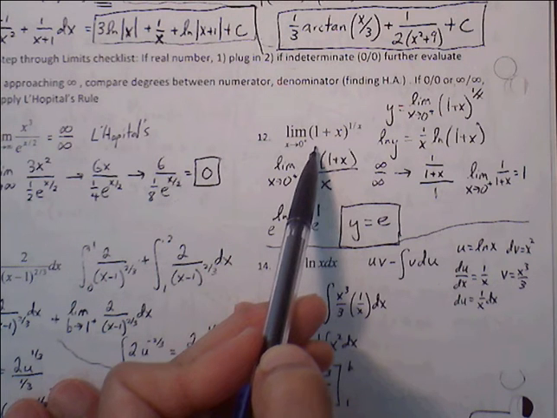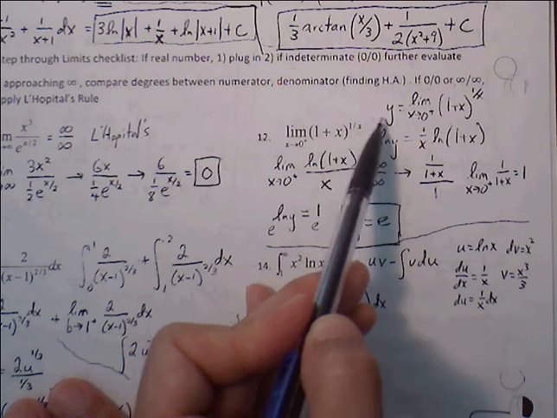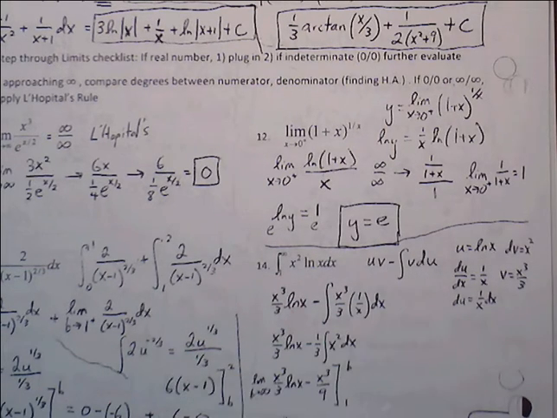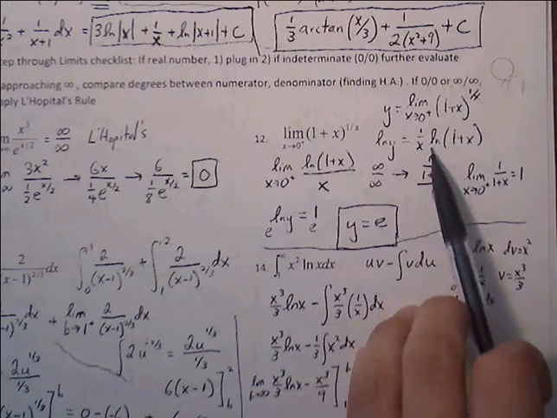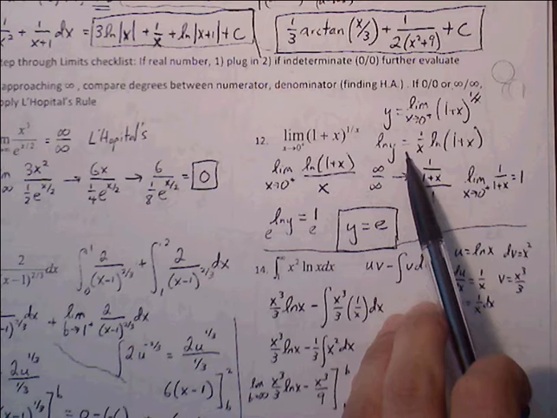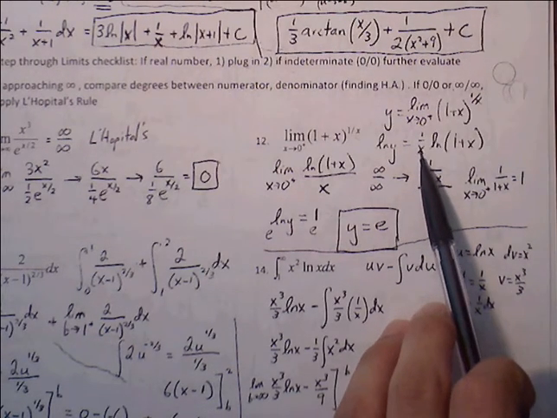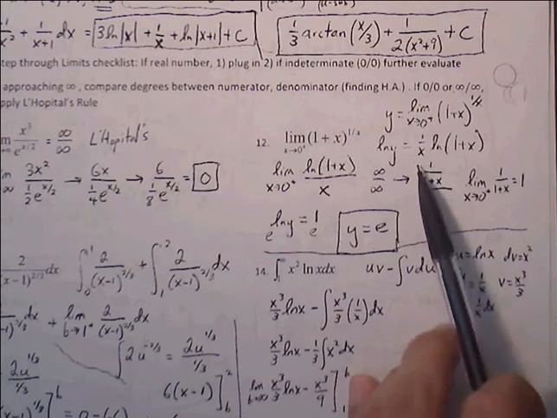I'm going to set this entire limit expression equal to y. And now I'm going to try and involve natural logs, because when I involve natural logs, I can bring that 1 over x down. So I'm going to take the natural log of both sides and bring the 1 over x down.